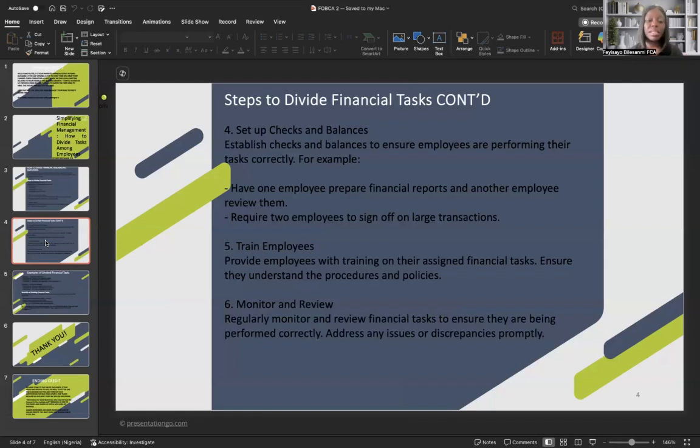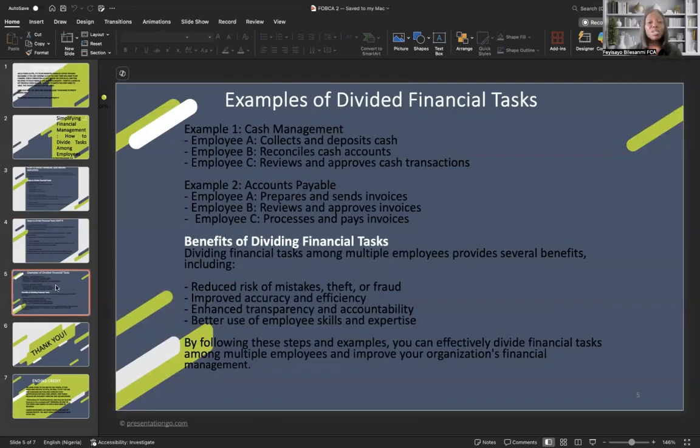So let's look at number 6, monitor and review. You have to regularly monitor and review financial tasks to ensure that they are being performed correctly. Address any issues or discrepancies promptly. If you're unable to do this, you can get an external auditor to do this. You can outsource an audit firm or an accounting firm to get this done for you, right?